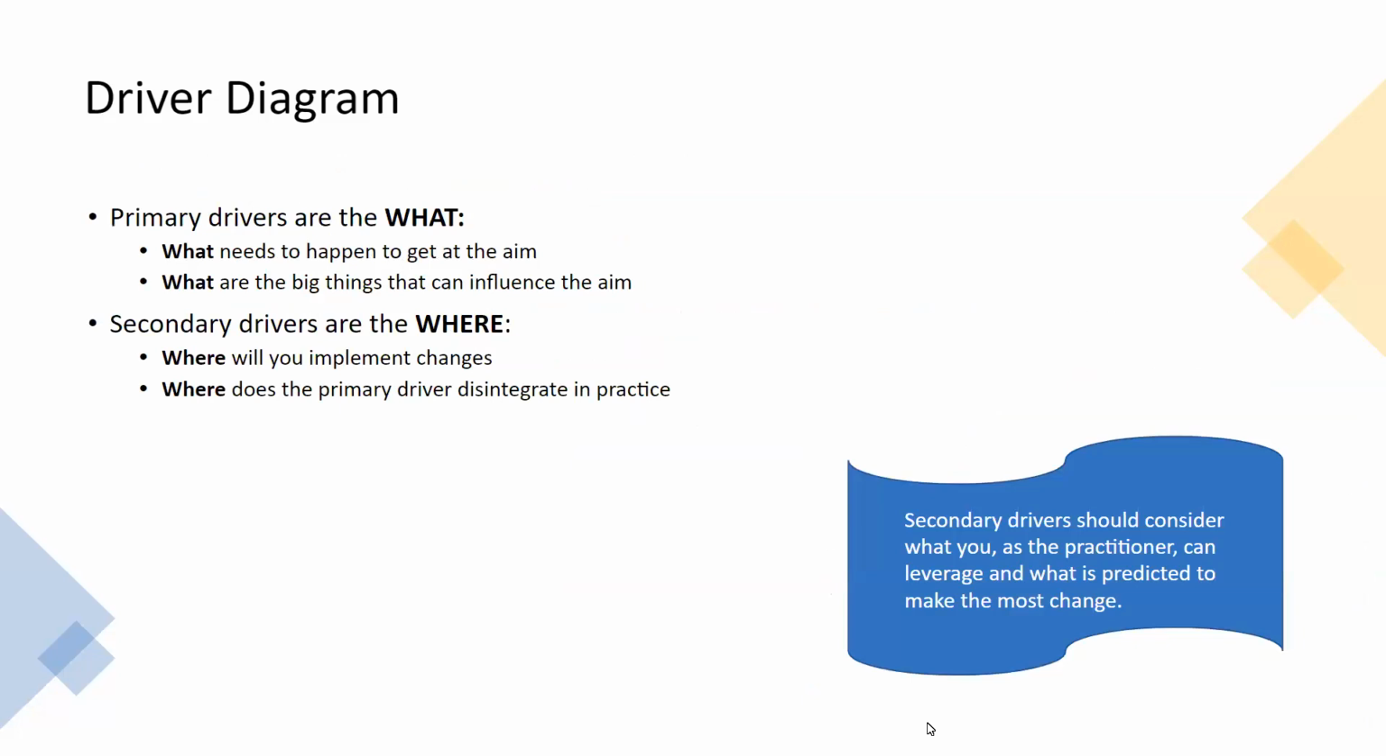So the primary drivers are the what. What needs to happen to get at the aim? What are the big things that can influence the aim? And the secondary drivers are the where. Where will you implement changes? Where does the primary driver disintegrate in practice?